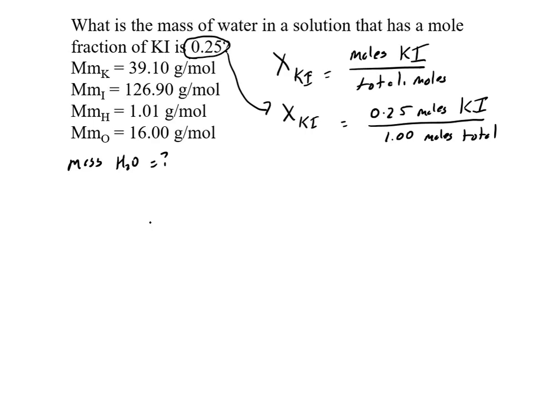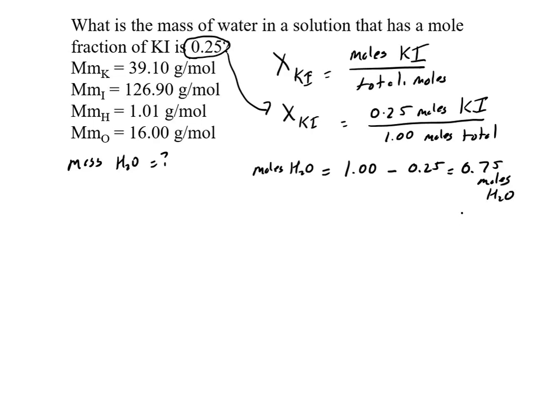Okay? So, it's asking for the mass of water. Obviously, I need to find the moles of water. And so, in order to find the mass of water, since I only have units of moles, the first thing I'm going to do is find the moles of water. And again, it goes back to the solution is basically the sum of the solute and solvent. So my total is 1 minus the 0.25 to give me 0.75 moles of water.